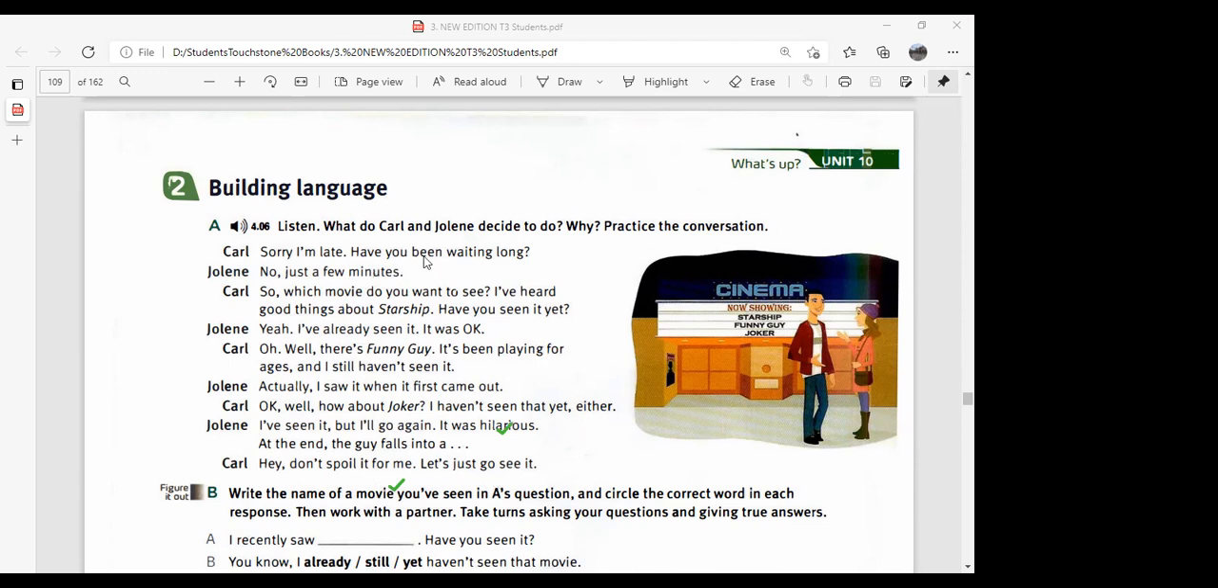Okay, good. Just remember those techniques I gave you about linking words, consonants, and vowels. Try not to make pauses. Like, have you seen it yet? Have you seen it yet? You seen it yet? Yeah, I already seen it. It was okay. Well, there's a funny guy. It's been playing for ages. Felix, ages. It's plural, remember.